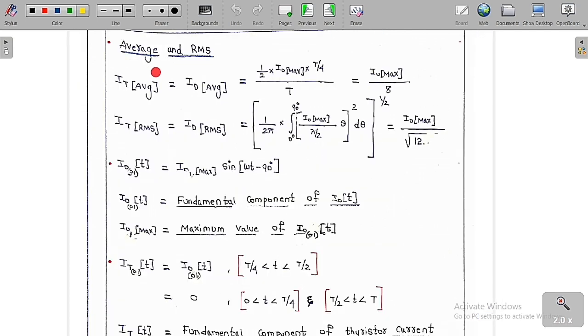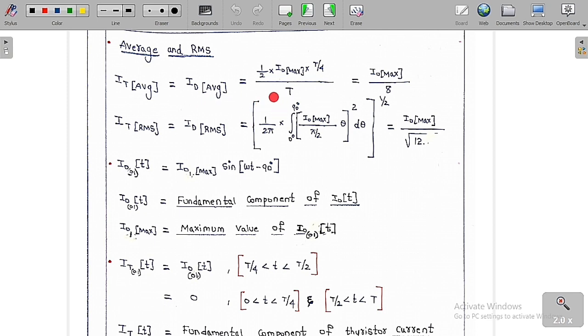So now we are going to find the average and RMS value. The average value of the switch current, or simply the thyristor current, is equal to the average value of the diode current, because each and every graph is going to have the same area.